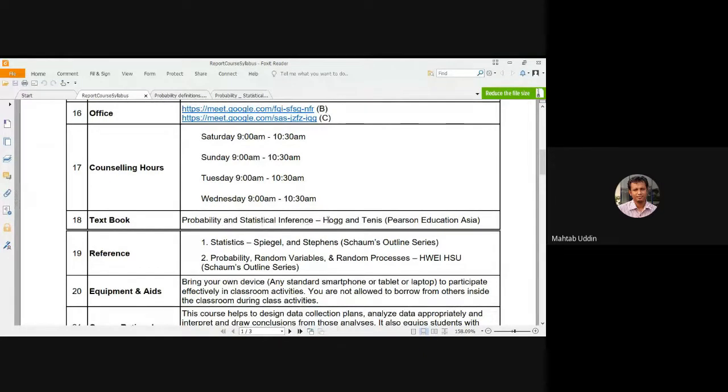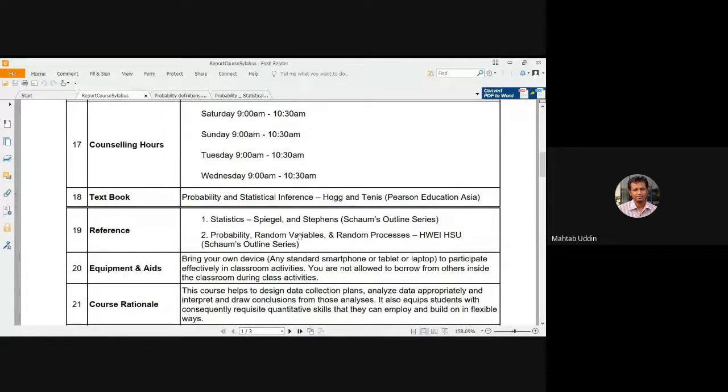Now this is the textbook that we are going to follow. Basically 60 to 70% of the course content will be followed from this. Also, there are 2 supporting books. One is the statistics book from some series. Another is Probability, Random Variable and Random Process. It is another book from the same series. So there is a textbook and two supporting books, that is, the reference books.